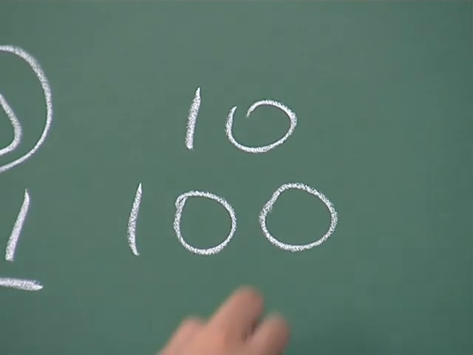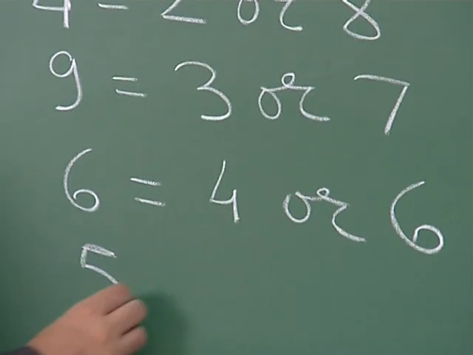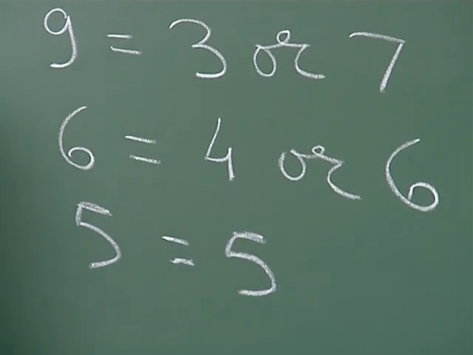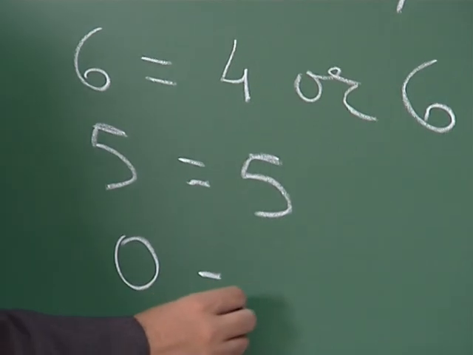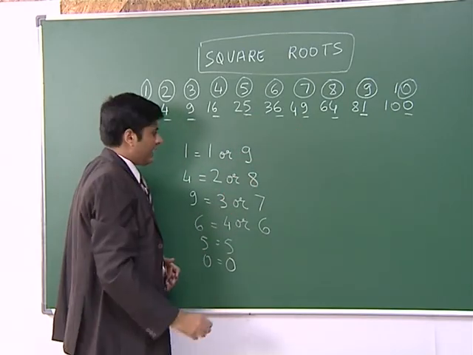And if the square ends in 0, the square root will end in 0. 5 equals 5, 0 equals 0. Let us revise once again.